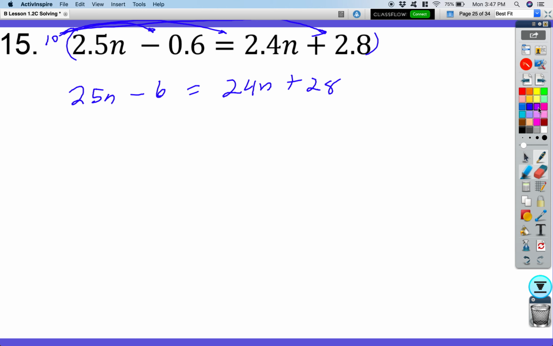Now, right off the bat, guys, I want you to tell that this is a no solution, this is a one solution because the amount of n's are different. Since the amount of n's are different, I will be able to solve it.